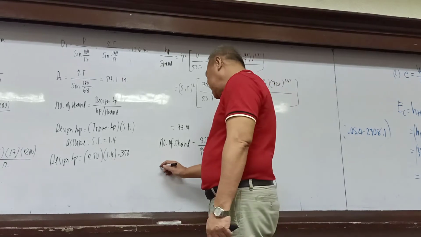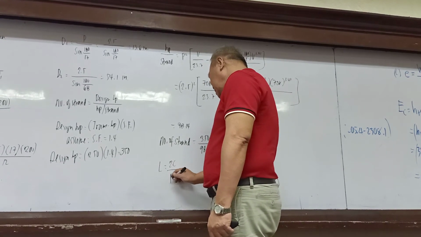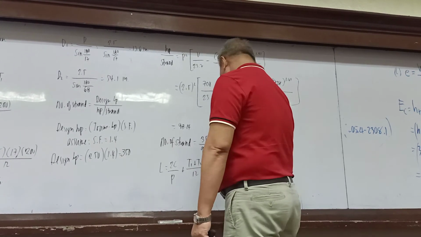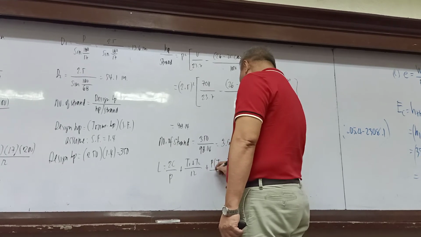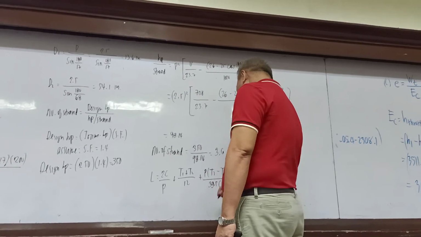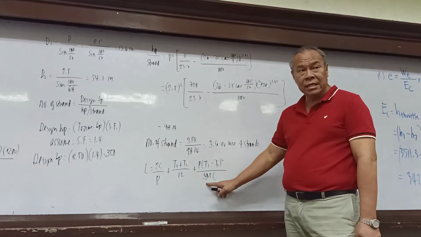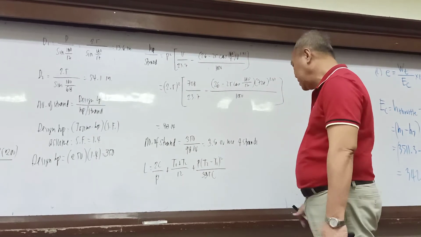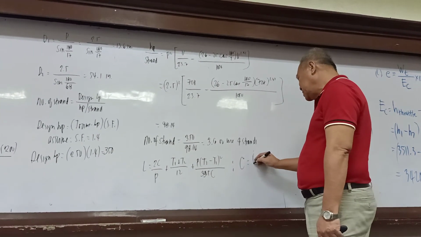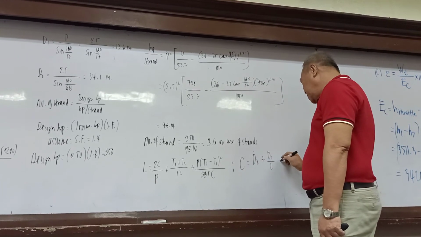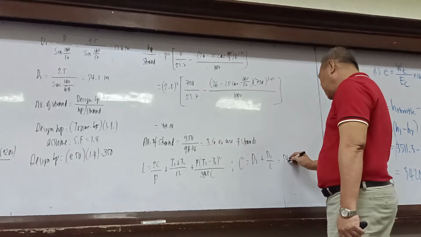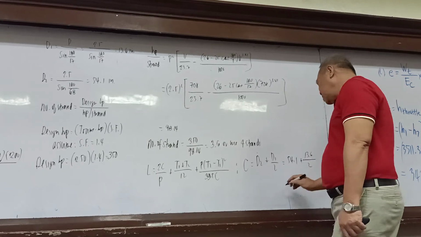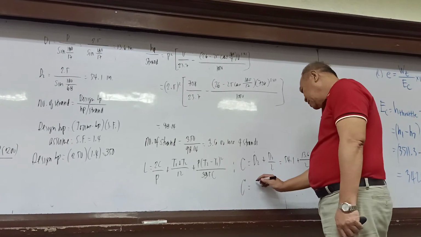Let's now compute for the length of chain. So, L will be equivalent to 2C all over P plus T1 plus T2 all over 2 plus the pitch, T sub 2 minus T sub 1 squared all over 39.5C. Sa ibang libro, sa libro nyo, this is 40C yan. Okay? So, whether 39.5 or 40, pareho lang naman yan. So, let's now determine the center line distance. So, D2 plus D1 all over 2. So, this will be 54.1 plus 13.6 all over 2. So, this will be your C, 60.9.